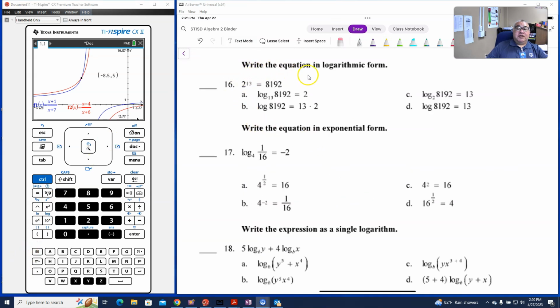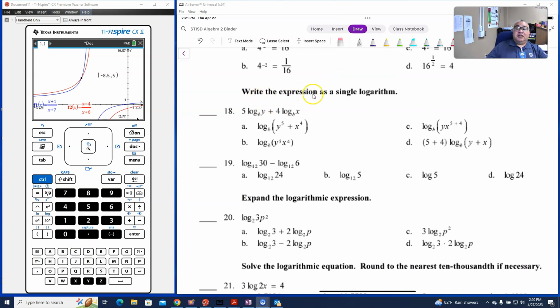16, write the equation in log form. So remember, it's the inverse, so you're going to write log. The base is 2. The answer is 8,192, and that's equal to 13. So your answer is C.